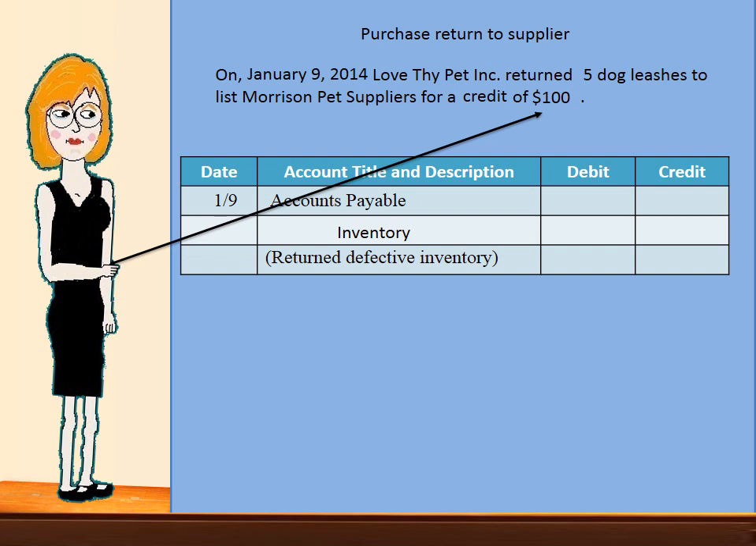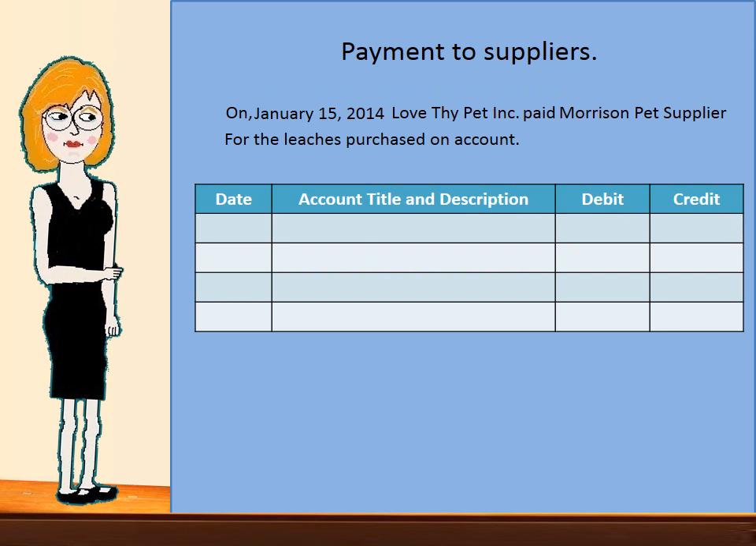The $100 is how much we paid for the material that we're returning. So accounts payable will be reduced. It is a liability account and the debit will reduce it. And inventory will also be reduced. It is an asset account and we will credit it to reduce that account. This is how we record the purchase return to suppliers.